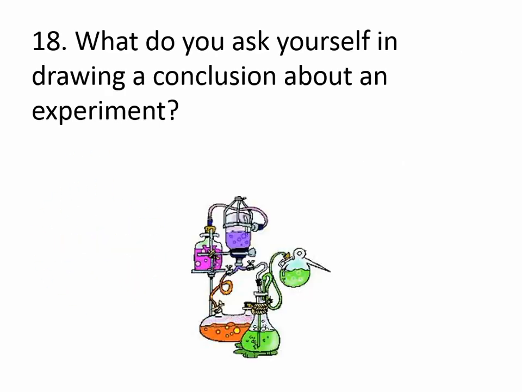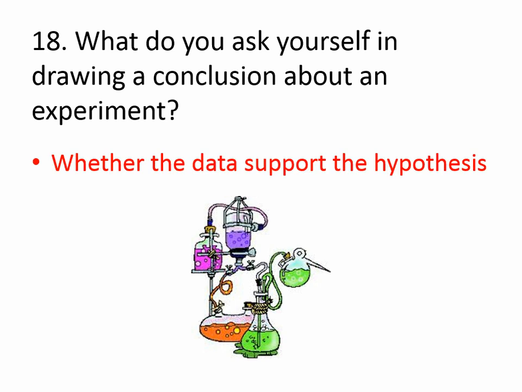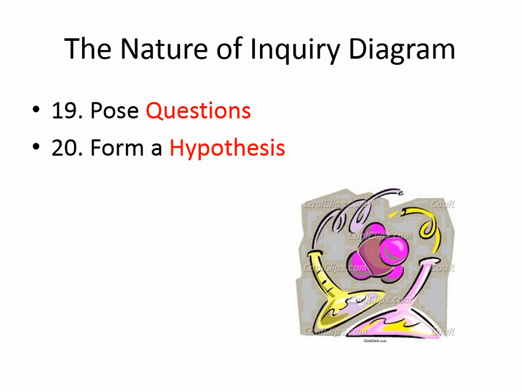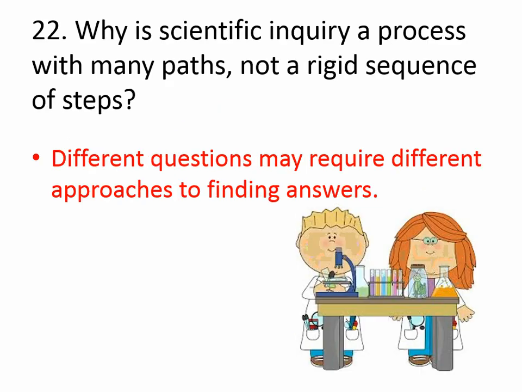18, what do you ask yourself in drawing a conclusion about an experiment? Whether the data supports the hypothesis. 19, the nature of inquiry diagram. 19, pose questions. 20, form a hypothesis. 21, draw conclusions. 22, why is scientific inquiry a process with many paths, not a rigid sequence of steps? Different questions may require different approaches to finding answers.